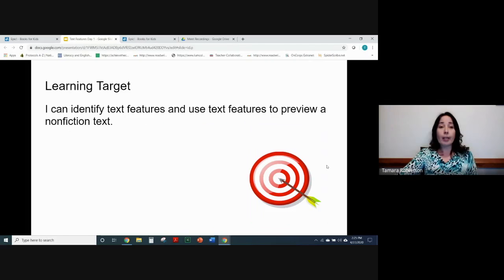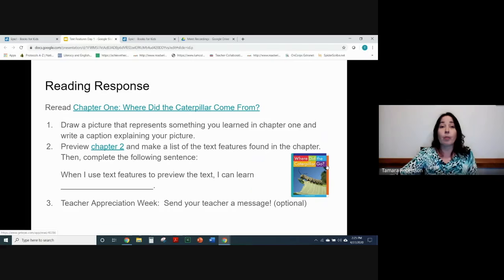Now let's go back and review our learning target. Today, at the end of this lesson, you will be able to identify text features and use text features to preview a nonfiction text. And you are going to do that by completing these reading response activities.